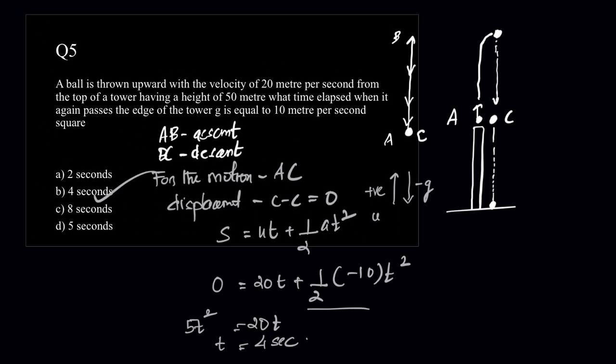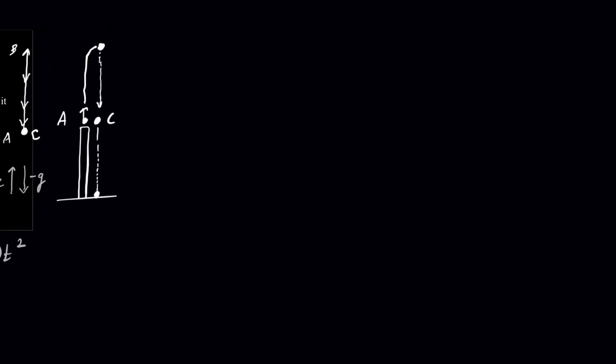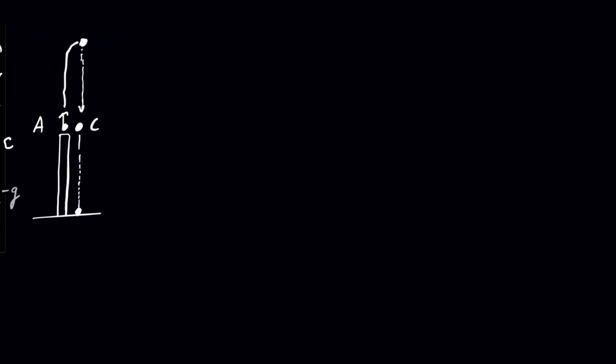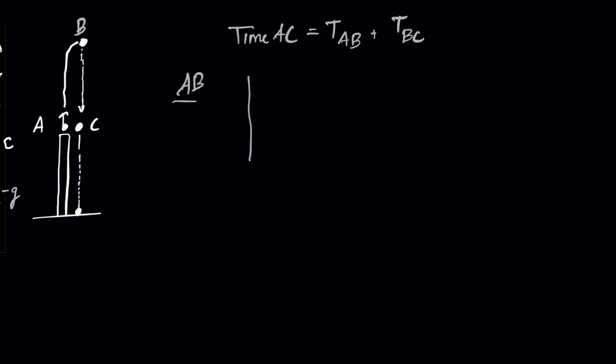Now if you want, we can have a detailed description for the individual motions also. Some of the students may ask for such an explanation, so we can see that part too. Let me call this portion as B. So basically the time taken to cover AC would be equal to time taken to cover AB plus time taken to cover BC. Now along AB, the initial velocity u is 20 meter per second. The final velocity v is equal to 0.